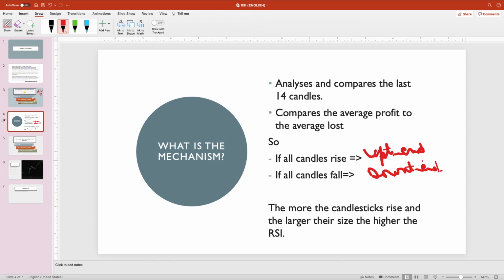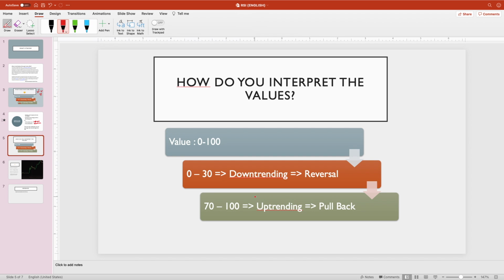Going over what the RSI is, it is proportional, which means that the more the candlesticks rise, and the larger their size, the higher the RSI would be. Using this information and what I've read in the book, which said that the RSI is an indicator of strength rather than indicating that the stock is about to be overbought or oversold, overall it is just telling you what is the strength of the market.